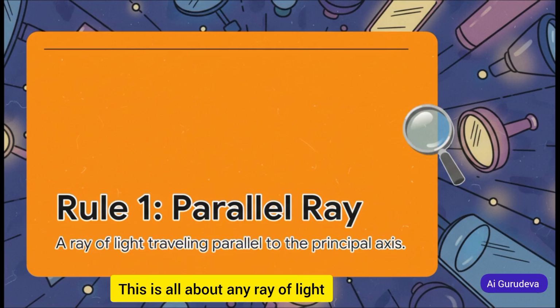This is all about any ray of light that comes in towards the mirror, traveling perfectly parallel to that main center line, which we call the principal axis.